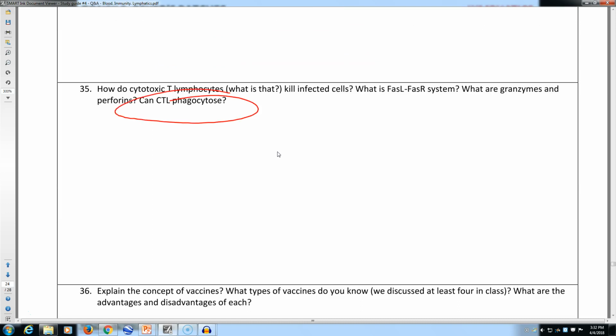Can cytotoxic lymphocytes phagocytose? Can they? Can cytotoxic lymphocytes phagocytose? There's only one answer. No. What are the two phagocytic cells then? Neutrophils and macrophages. So T cells cannot phagocytose, they don't have a capacity for it.